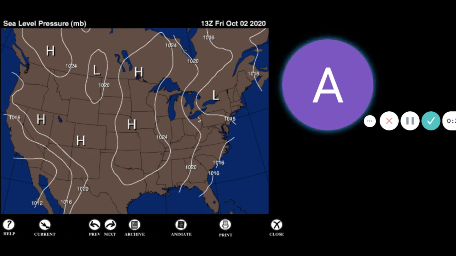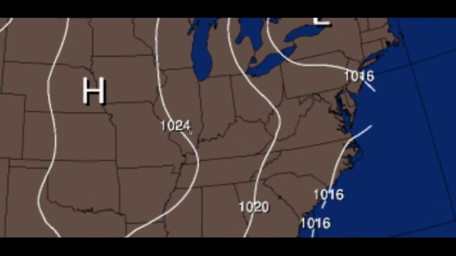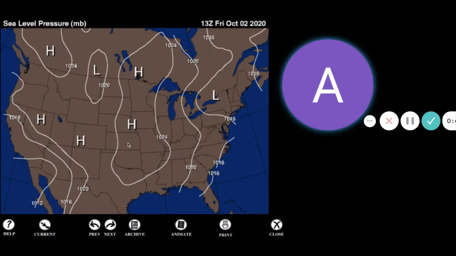So let's look right here in the middle of the country. We have these two high pressure symbols. The H is for high pressure, and then we have an isobar outlining that entire area of high pressure. That isobar says 1024. So everywhere inside of this squiggly line, this isobar, the air pressure is 1024 millibars or above. The unit of pressure is called millibars.